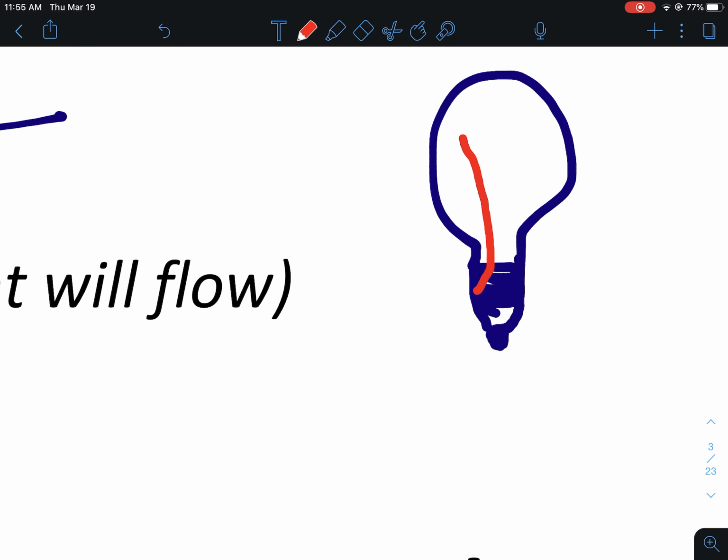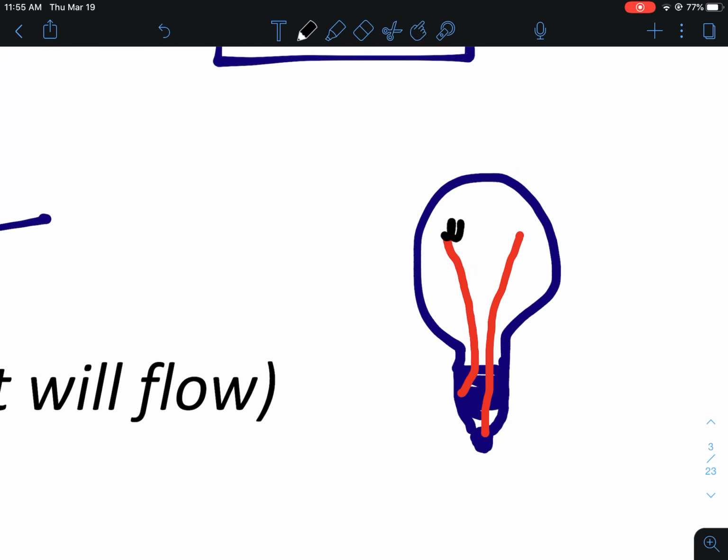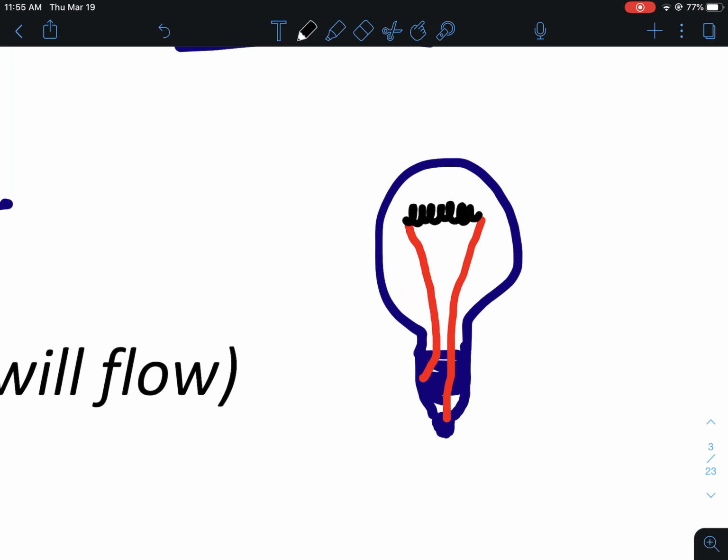You'd have one lead going up from the side of the battery or the light bulb, and another lead going up from the bottom of the light bulb, and you'd have what's called a filament between those two leads. And if electrical current can run right up one side and then back down the other, as long as current can run across that filament and back out, you can light the light bulb up.